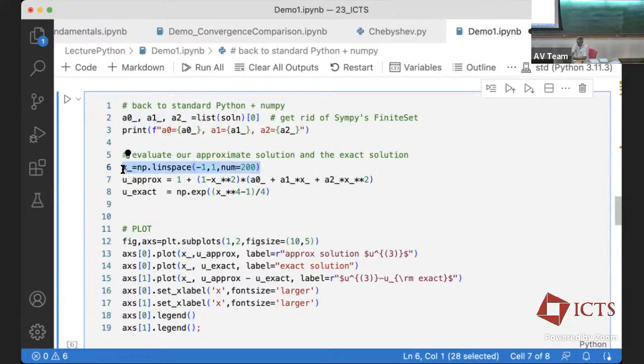Then I'm picking a linear grid between -1 and 1, and I'm evaluating again anew the approximate solution on this grid. So this is now NumPy, no longer SymPy, so just good old numbers and good old arrays. And as it happens, the exact solution for this problem is this one here, e to the x to the 4th minus 1 divided by 4. In fact, the way many of these types of examples are arrived at is you first pick your solution.